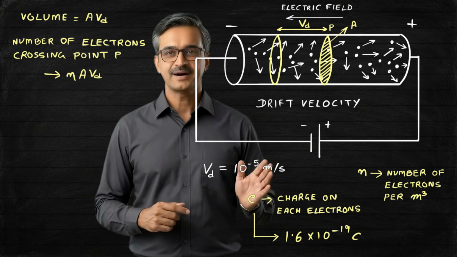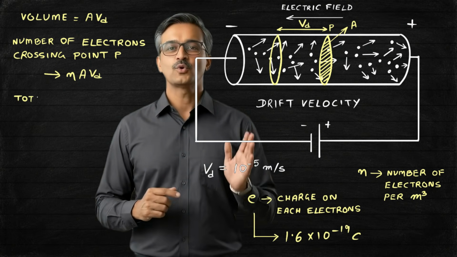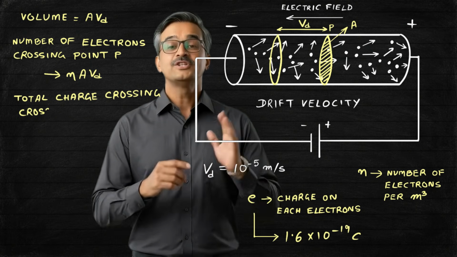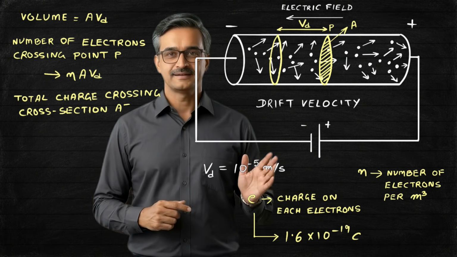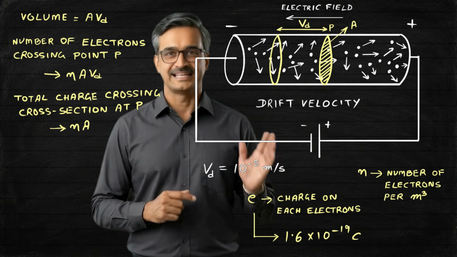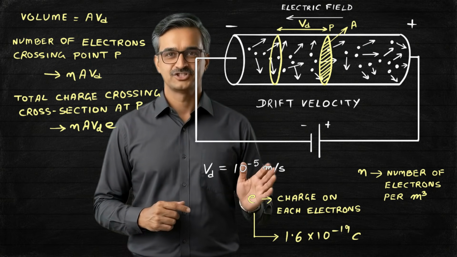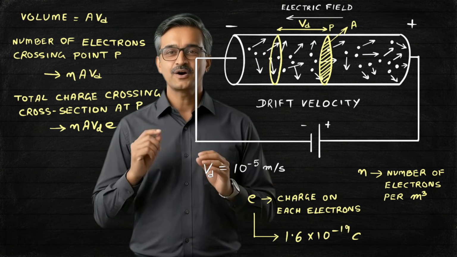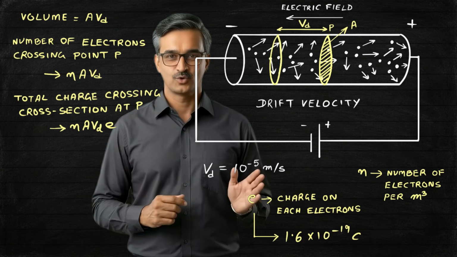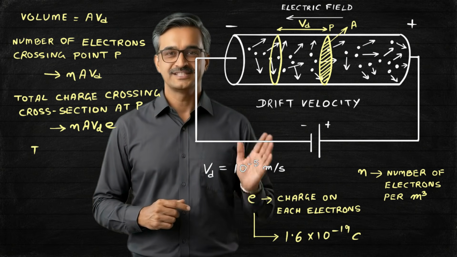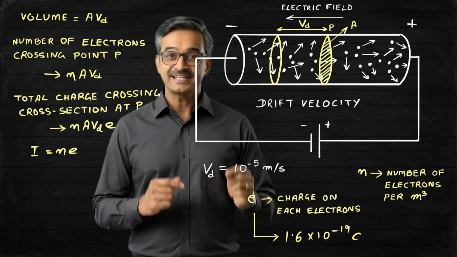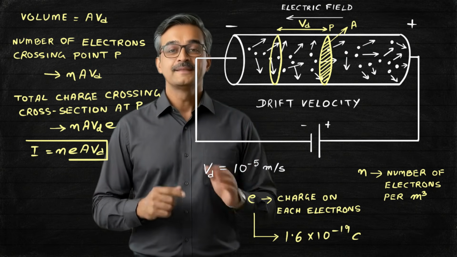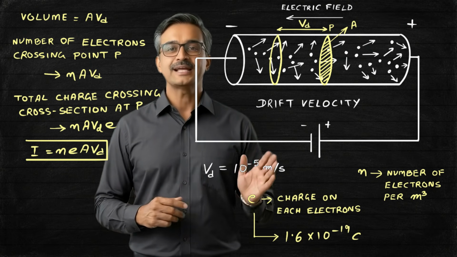Now every electron carries a charge of e coulomb. Therefore, total charge passing through the cross-section in 1 second is number of electrons times charge per electron. That means the charge equals N A v_d e. Now remember the definition of electric current. Current is the rate of flow of electric charge. That means current equals charge passing through the conductor in 1 second. Therefore, current I equals N e A v sub d. This is one of the most important equations in current electricity. You should remember this equation throughout your engineering studies.